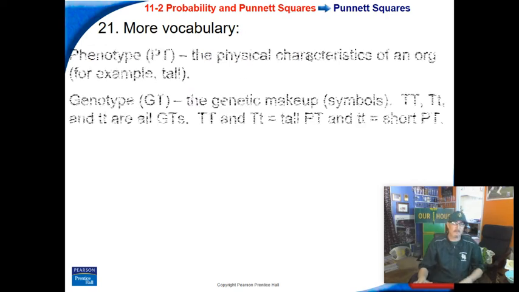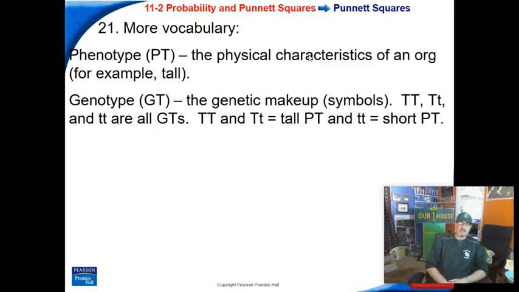All right, some more vocabulary. Phenotype, we're going to abbreviate as PT, the physical characteristics of an organism. For example, tall, short. Genotype, we're going to abbreviate as GT, the genetic makeup or the symbols. That can be big T, big T, big T, little t, or little t, little t. Those are all genotypes. Big T, big T and big T, little t are going to equal a tall phenotype, and little t, little t is going to equal a short phenotype.